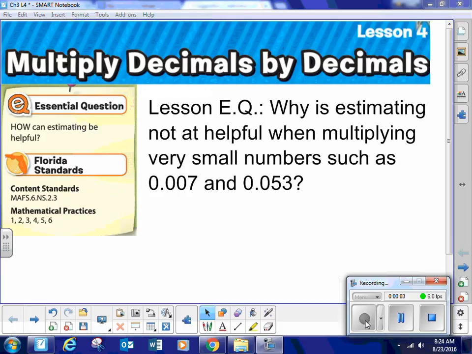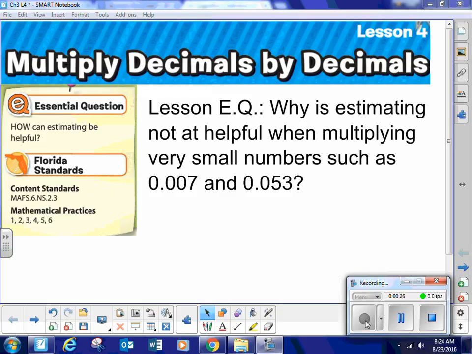Today's lesson is multiplying decimals by decimals. Okay, again, we hit this essential question: How can estimating be helpful? We've talked about it, we've seen it, we've done it in adding and subtracting decimals, and then we also did it somewhat in dealing with multiplying decimals by whole numbers, and it came out pretty good. And again, we're probably going to revisit estimating with multiplying decimals by decimals.